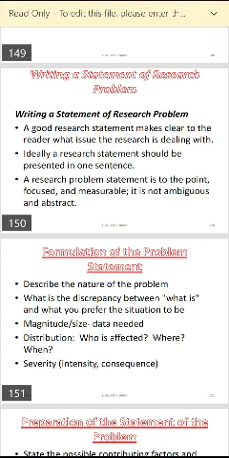It is not ambiguous and abstract. When you do your research, if someone reads your research problem, they should get a clear picture of what you are doing. It is short and clear. And most of the time, the research problem is just one statement. It is straight to the point, focused and measurable. It is clear. Whoever reads this understands what your study is all about.